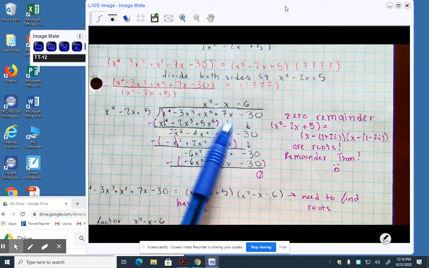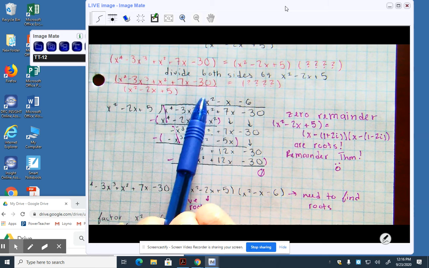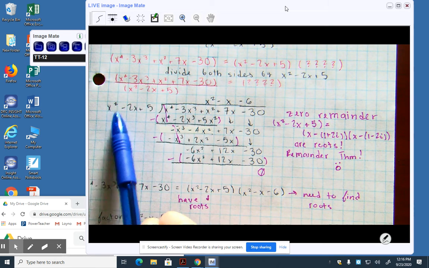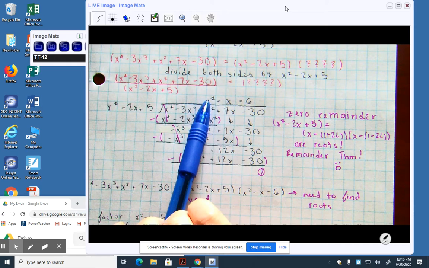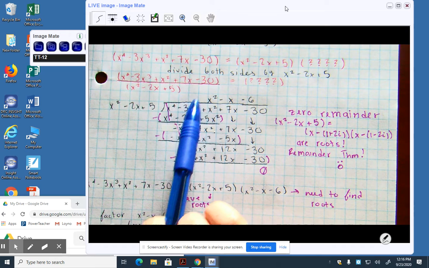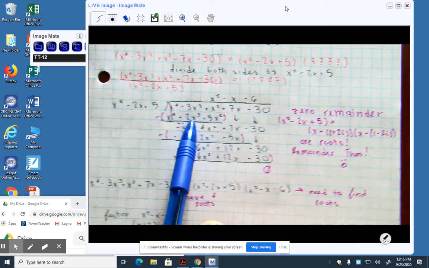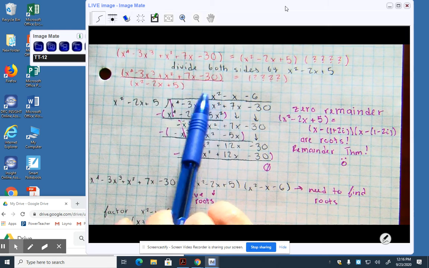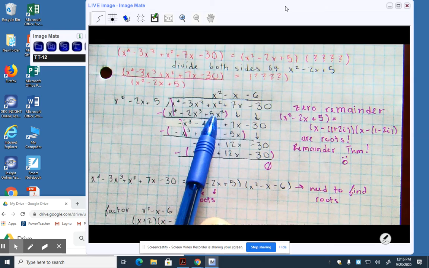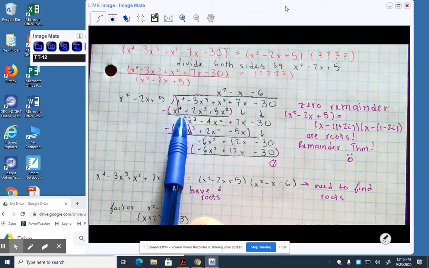Okay, so we have a quadratic and a quartic. What do we have to multiply it by? What times x squared gives me x to the fourth? It's x squared. x squared times x squared gives me x to the 4. x squared times negative 2x gives me negative 2x to the 3. And then x squared times positive 5 gives me positive 5x squared. So what do I do? I subtract them. This and this cancel. That's good. That's how we chose it.